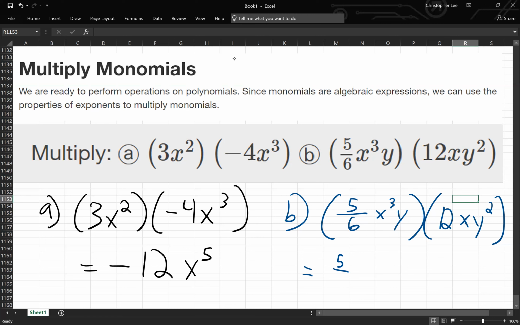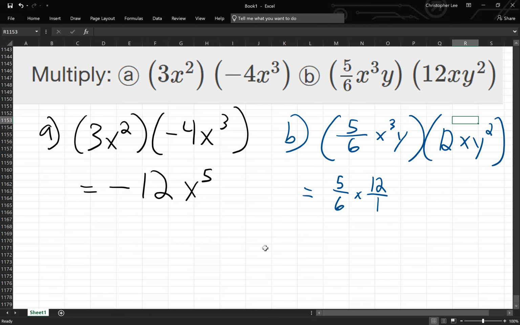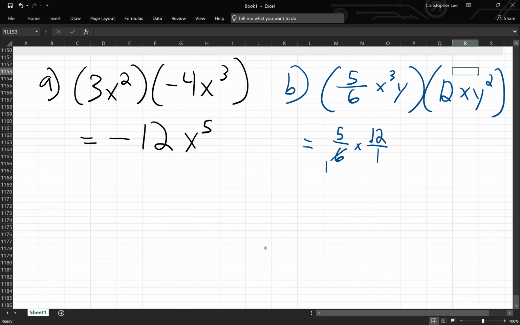10, right? So 5/6 times 12/1, right? Okay. There's my mouse. Yeah. 1, 2, so that's 10. How about the x's, right? X to the third times x is x to the fourth. And y to the first times y to the second is y to the third. That's my answer. I'm done.